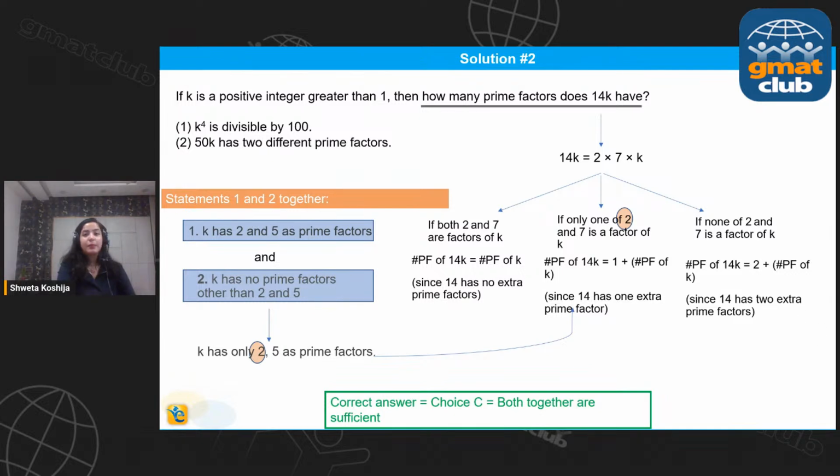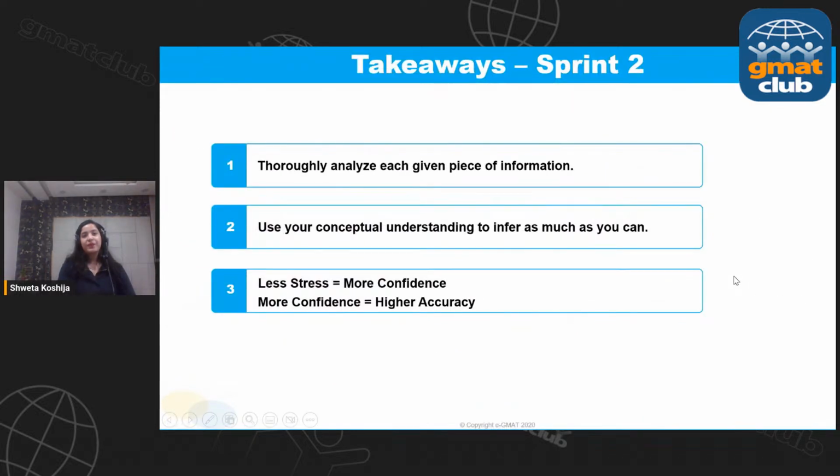I'm going to meanwhile bring us all to the takeaways that we have from sprint 2. Thoroughly analyze each piece of information in a question. Everything matters. There was this one question we had, n is odd, and then somebody asked, I didn't understand why odd was given, and then somebody else explained very nicely why odd was given.